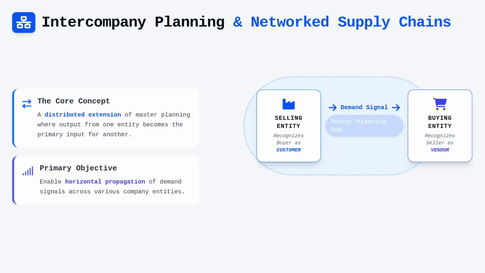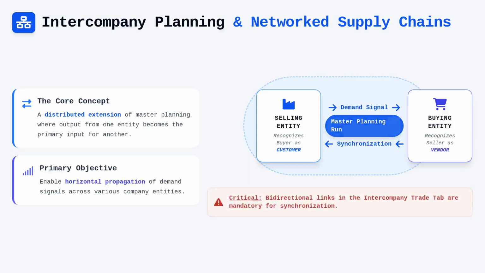This implies that the selling entity must be defined as a vendor in the buying company, while the buying company must be recognized as a customer in the selling entity's environment. Without this foundational mapping, the synchronization of planned purchase orders and corresponding sales orders will fail to trigger during the master planning run. The integrity of your supply chain visibility depends entirely on these bidirectional links being correctly established in the Intercompany Trade tab within the vendor and customer master forms.